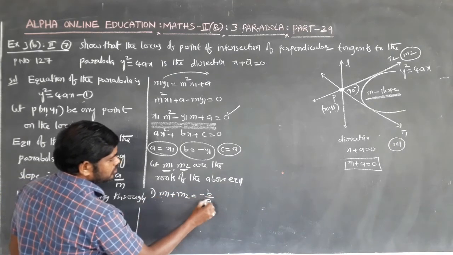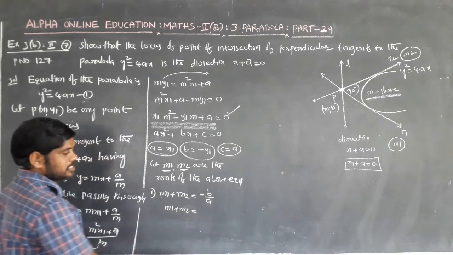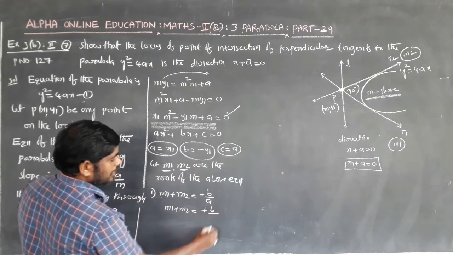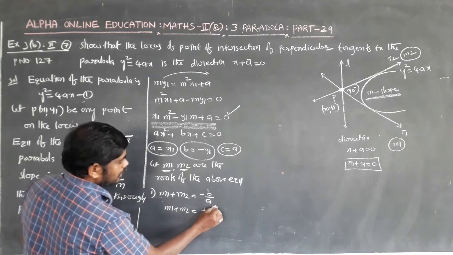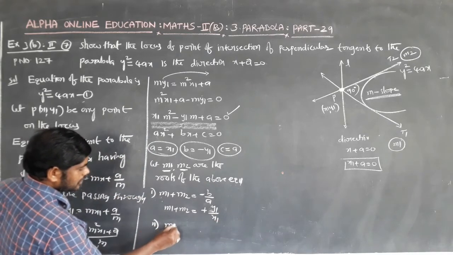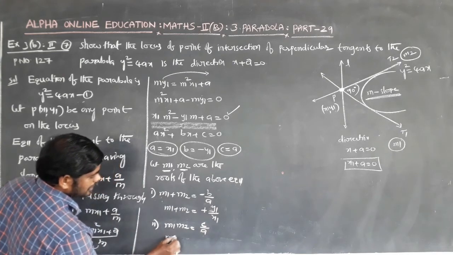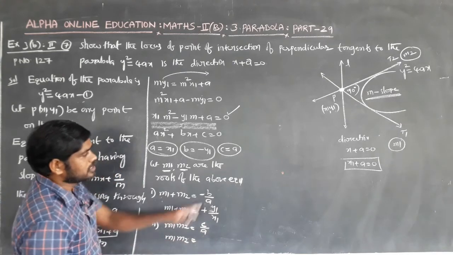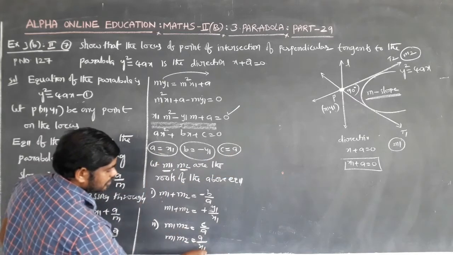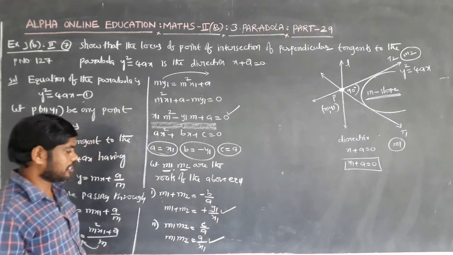Sum of the roots is equal to minus b by a. So m1 plus m2 is equal to minus b by a, which is minus y1 by a x1. Second one is the product of the roots, which is equal to c by a. So m1 into m2 is equal to c by a, which is a by x1. This is the sum of the roots. This is the product of the roots.